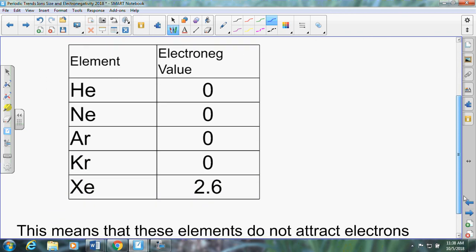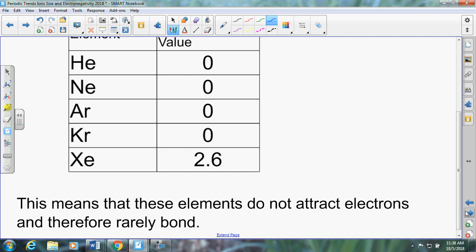Now hold on, Miss Scott. The one at the bottom has an electronegativity value. Yes, it does. That is unique. We rarely look at that, but I also don't want to withhold information that's true. So for the most part, we still consider these elements very stable and unreactive.